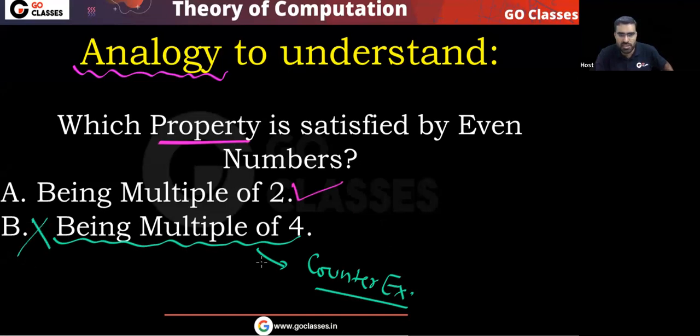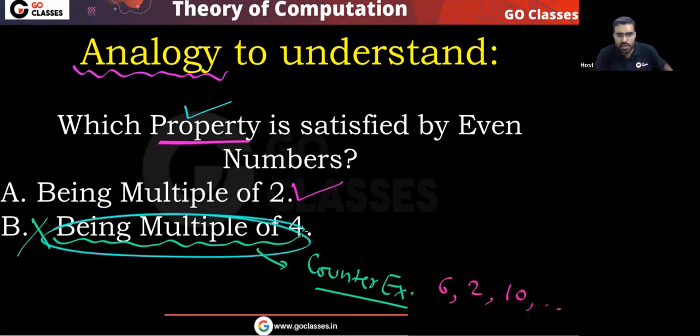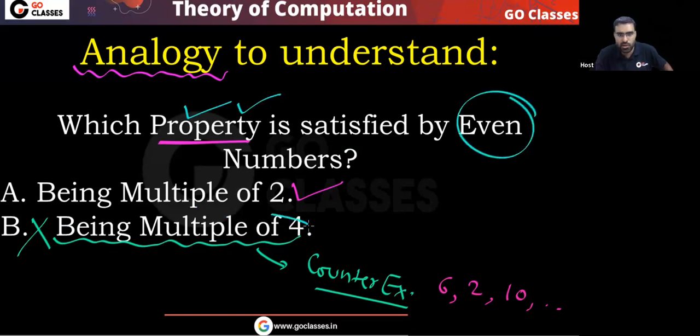This property is not satisfied by even numbers. For example, 6 is not a multiple of 4. For example, 2 is not a multiple of 4. For example, 10 is not a multiple of 4, and so on. So these are the counterexamples. Can I say this is not a property of even numbers? If someone asks you for a property of even numbers, will you say that they are multiples of 4? No, you will not say.